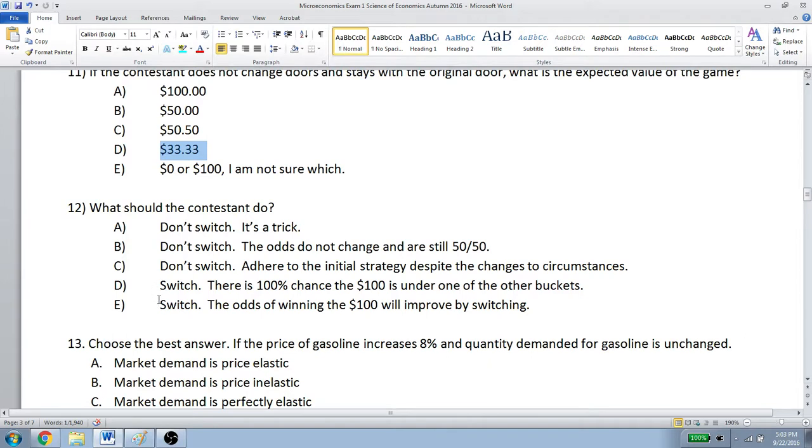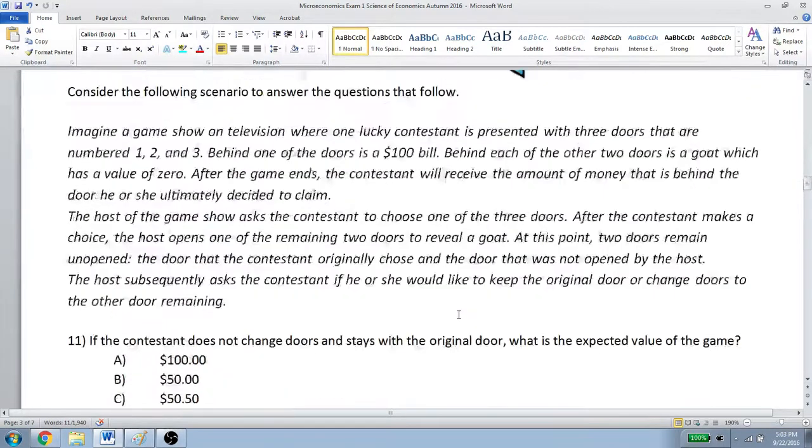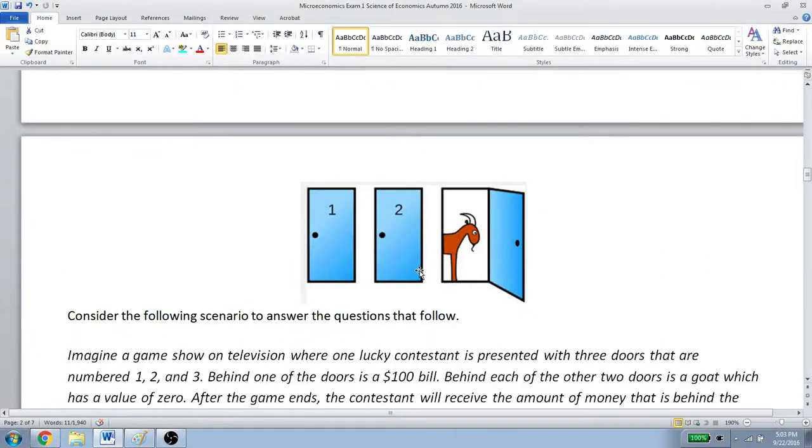And the answer is they should switch, but you got to switch for the right reason. You switch because the odds of winning the $100 improves by switching. I know that your intuition may tell you otherwise, but if you had chosen, say, door number 1, and then Monty Hall opens up door number 3 to show that you are glad that you didn't choose number 3, then the chances that you have chosen the door with $100 behind it is 1 in 3. The chance that the door number 2 is the door with the $100 is 2 out of 3.